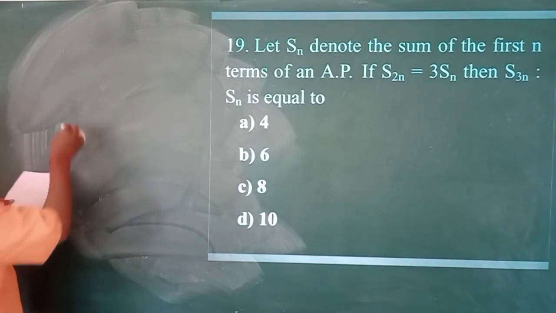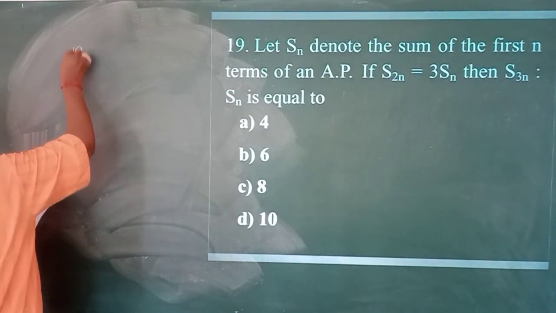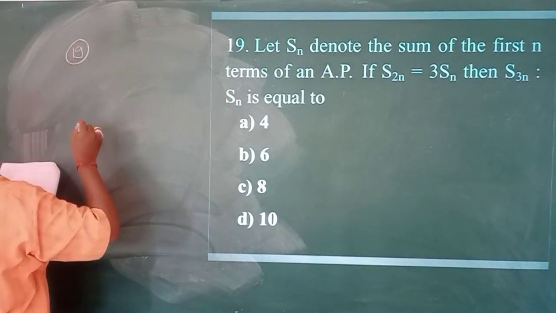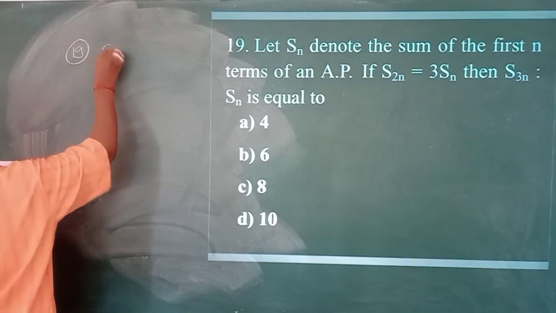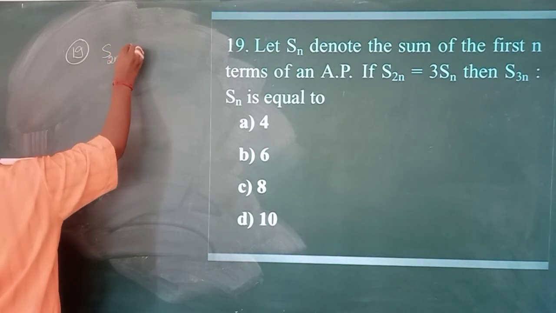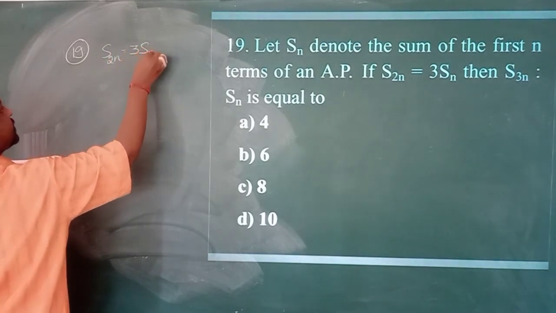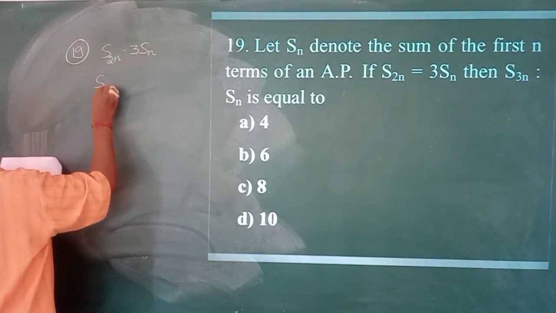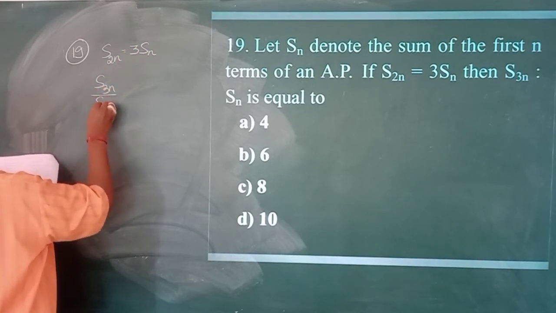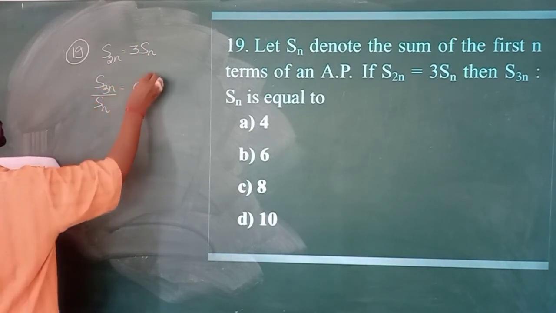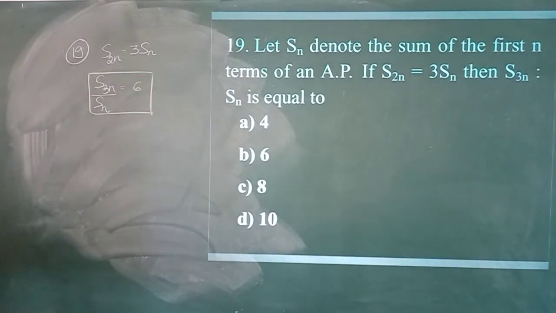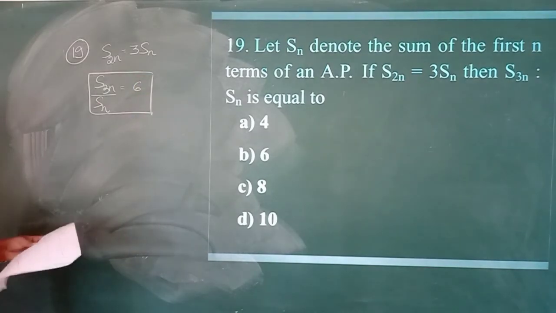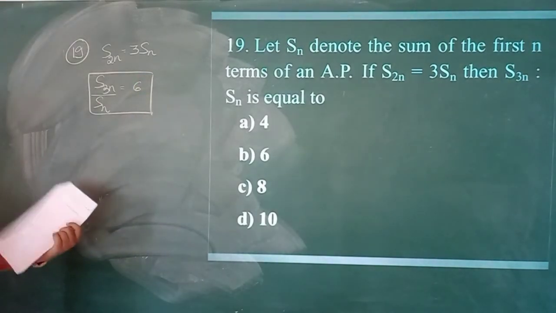Next one, 19th one. If Sn is the sum of n terms of an AP and S2n is equal to thrice Sn, then S3n divided by Sn is always 6. Standard result you can keep in mind, or substitute the sum formula, you will get it.